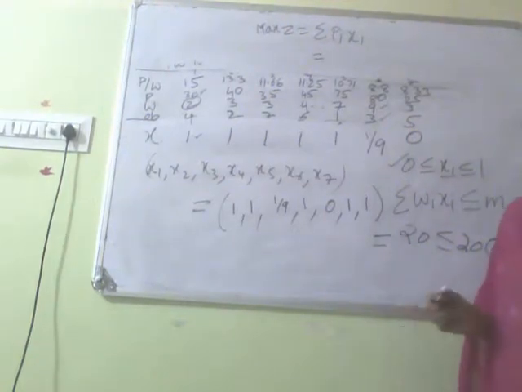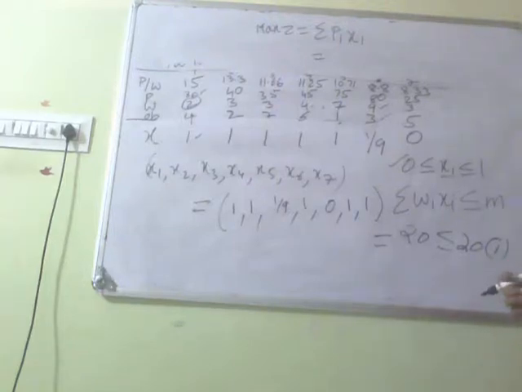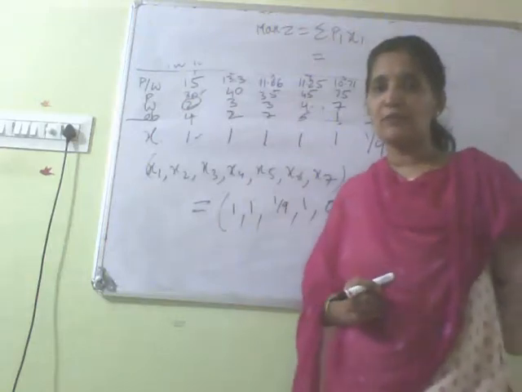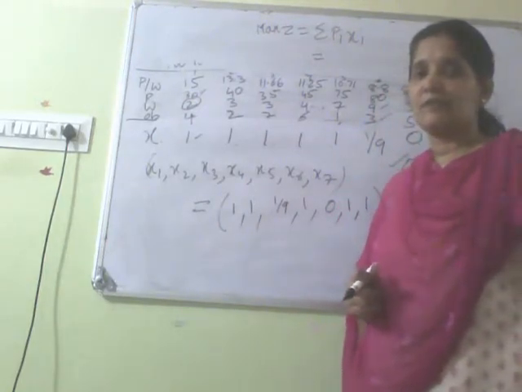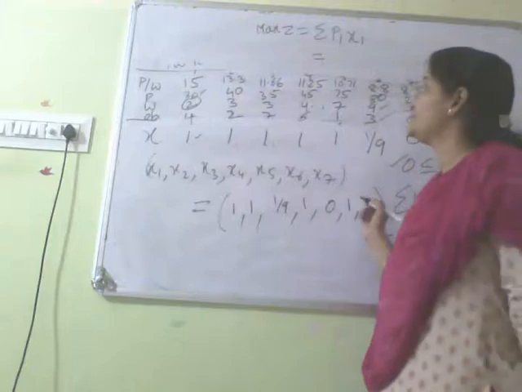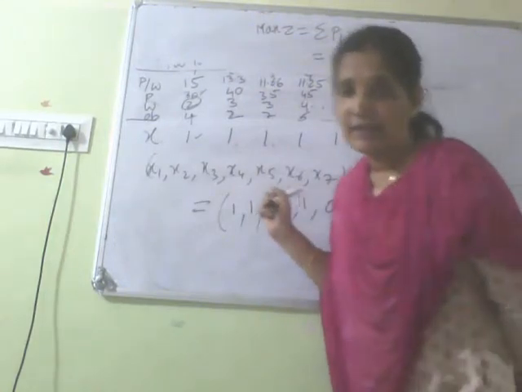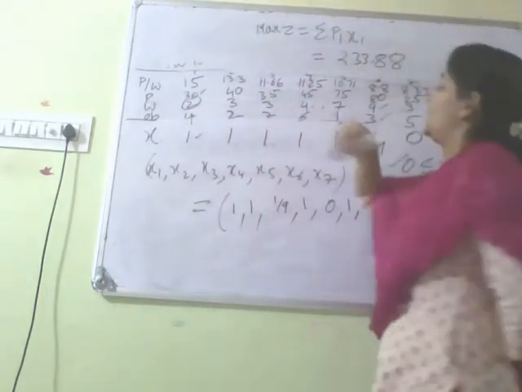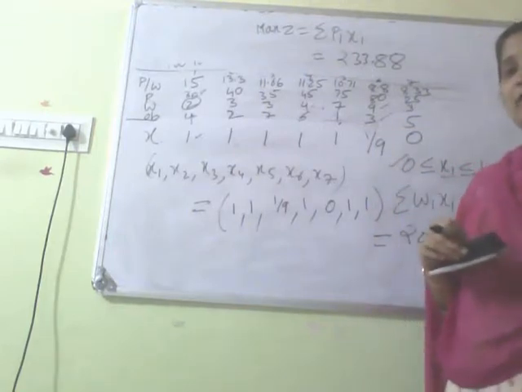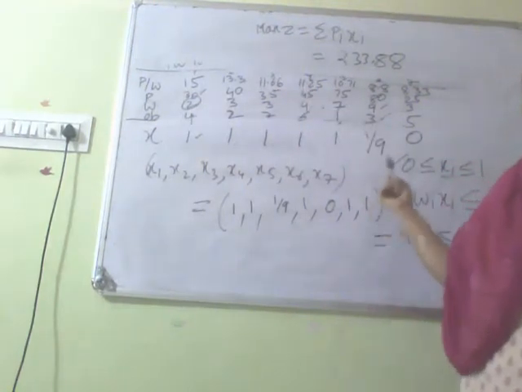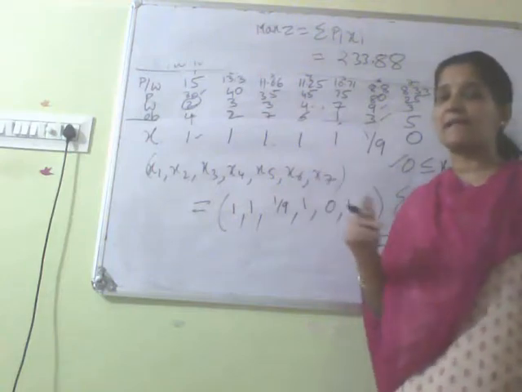Taking a lot of time for multiplication and addition. Are you there, all of you? It's 233.88. Okay, 233.88. Whether all of you got the same answer? 233.88. So that is the maximum profit of this knapsack problem.